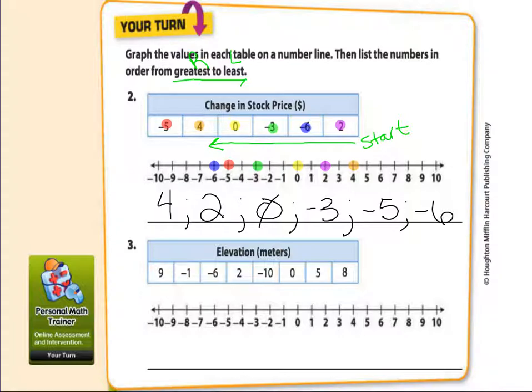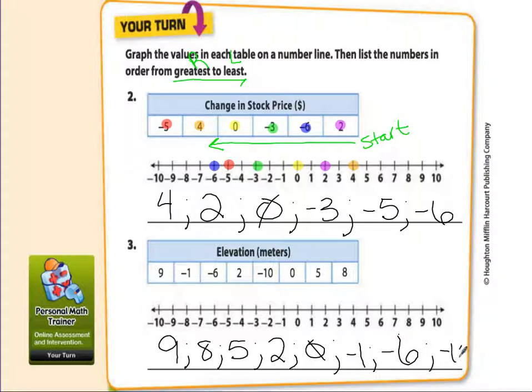All right, in this case, I'm not going to graph them with you. I'm just going to write down the order so you can check it. It should have been 9, 8, 5, 2, 0, -1, -6, and then -10. Again, it's kind of like down, down, down, down, down, down, down, up, up, up, up, up. But remember, these are still smaller.